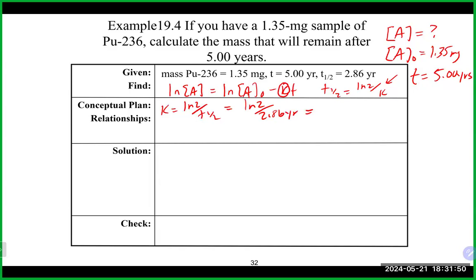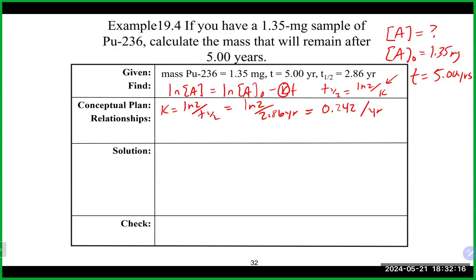And that's going to get us here, 0.242 reciprocal years. And if you remember, the units for a first order reaction in terms of the rate constant, in this case the decay constant, is 1 over time, basically. So 1 over years, or reciprocal years, is really important.